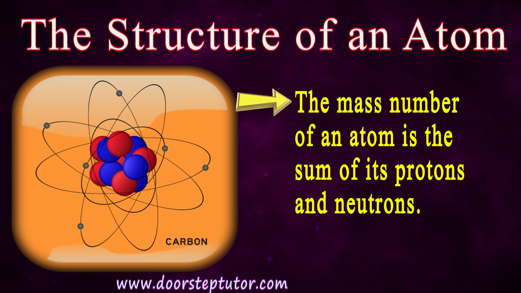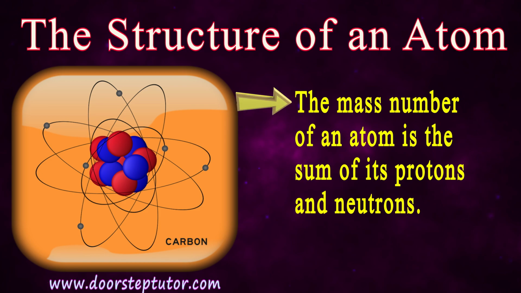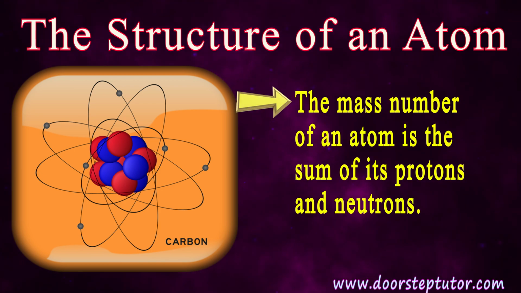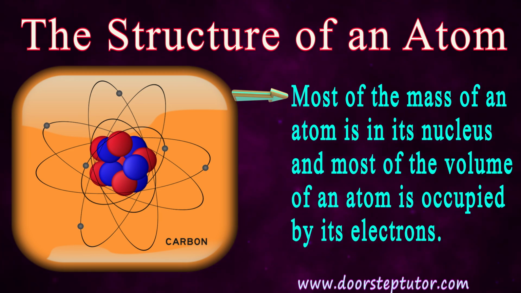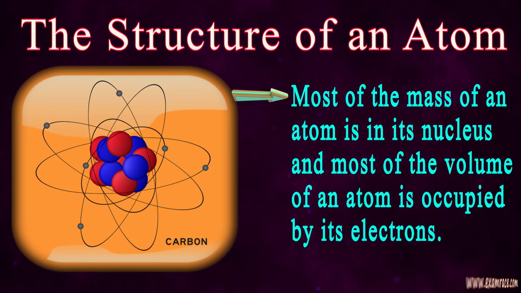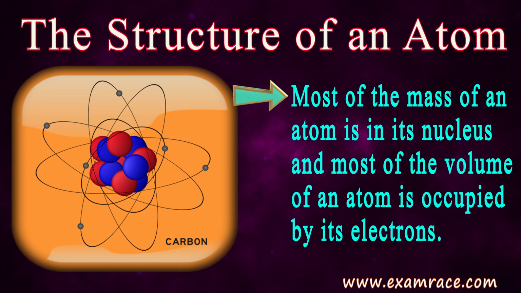Here I have shown you a diagram of a carbon atom. The red balls are showing the protons, and the blue balls are showing the neutrons, and the other one is showing the proton. Their combination is the total mass of this atom, and electrons are surrounding them, and the volume of an atom is occupied by its electrons.